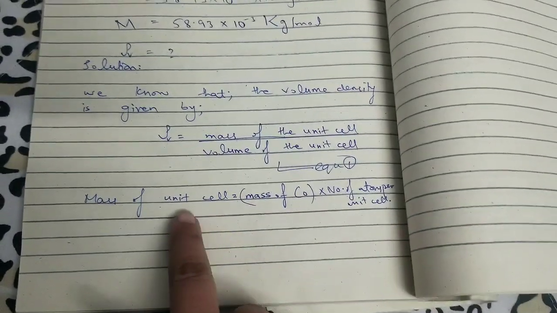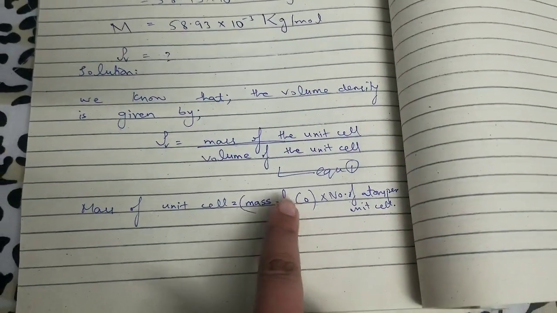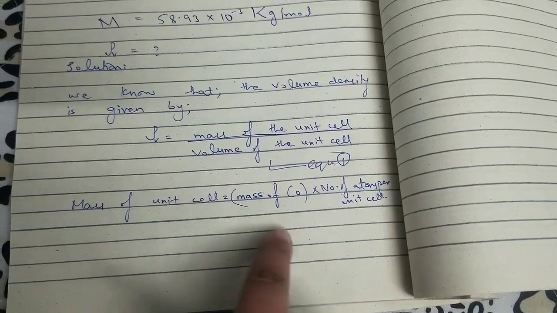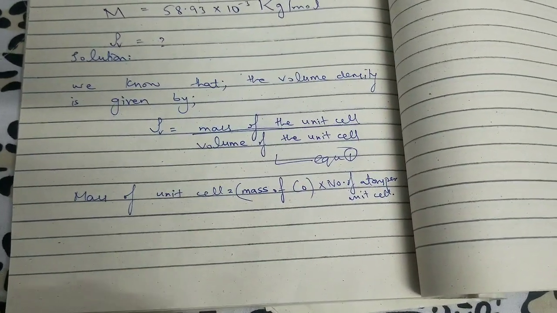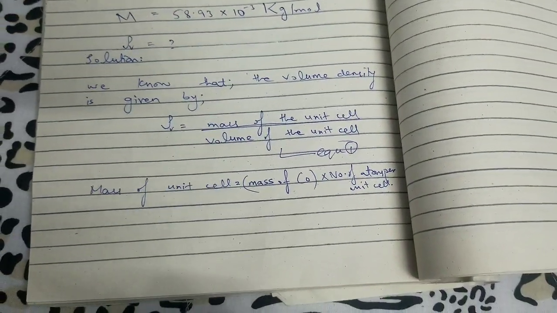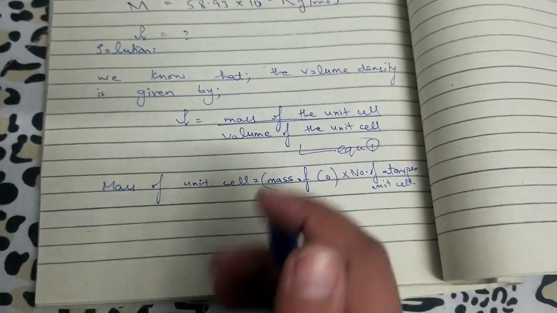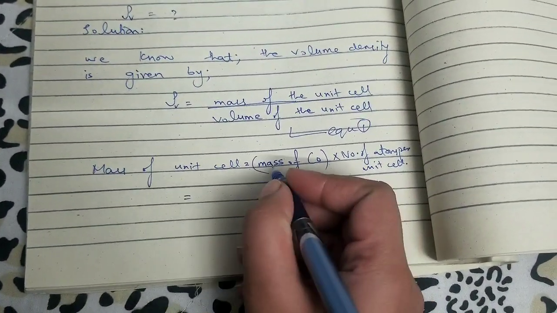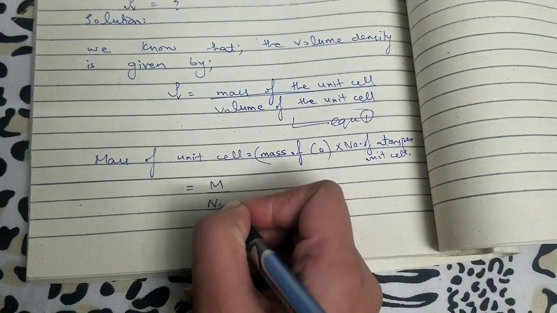Similarly, if you want to find the mass of the unit cell that is made up of cobalt atoms only, then we count the number of cobalt atoms that the unit cell has, and multiply it with the mass of each cobalt atom. In that way we will get the total mass of the unit cell. In general, the mass of any atom is given by its molar mass divided by Avogadro's number.